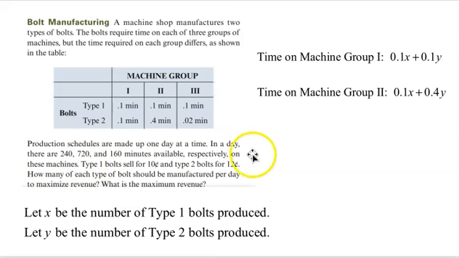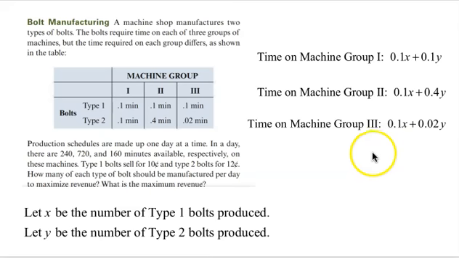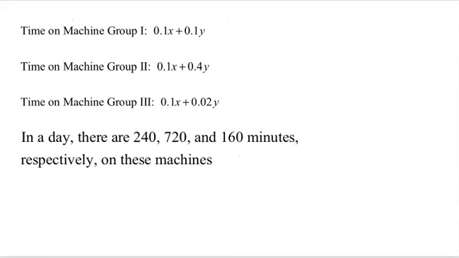And then similarly for machine group 3, 0.1 for each type 1 bolt, so 0.1x, plus 0.02 for each type 2 bolt, 0.02y. 0.1x plus 0.02y. How many minutes do we have in machine group 3? A total of 160 minutes. So looking at this, we have our time on each of these three groups with our 240 for the first, 720 for the second, and 160 for the third.